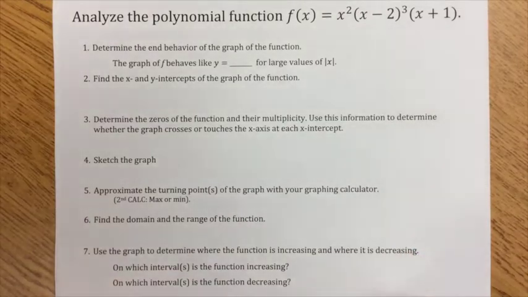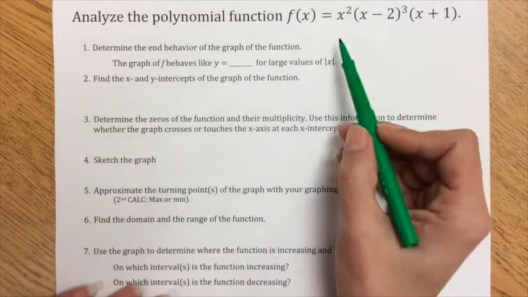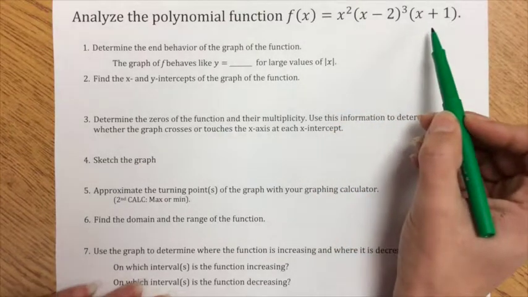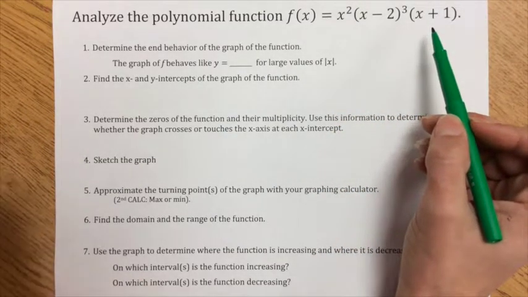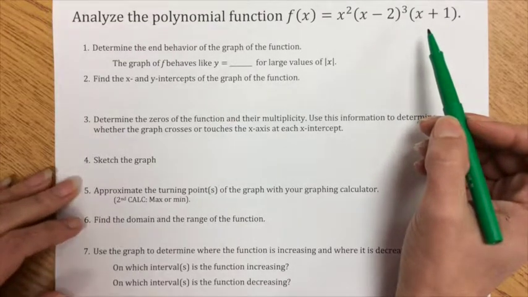Let's look at an example where we analyze this polynomial function, x squared times (x minus 2) cubed times (x plus 1). If you'll notice, the polynomial is given to you already in factored form, which will make it a little bit easier. Let's first talk about end behavior.